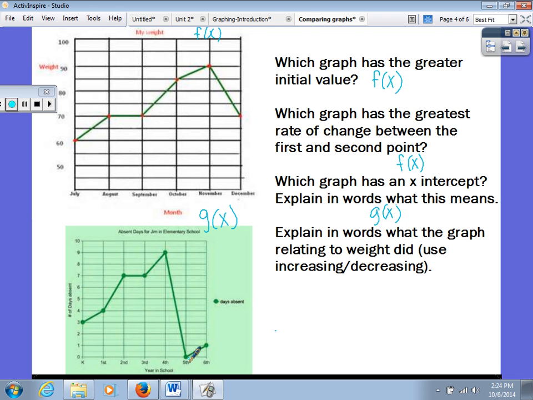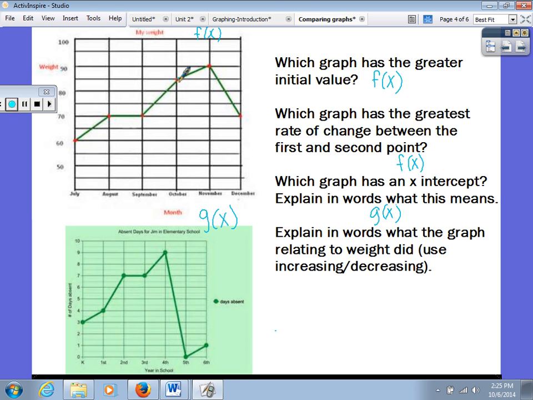Use increasing, decreasing. All right, so from July to August, what'd she do? She increased. Then what did she do? She stayed the same. Then what happened? Increased from September to where? Some people said September to October. Is that right? Where did she actually increase from? September to November.